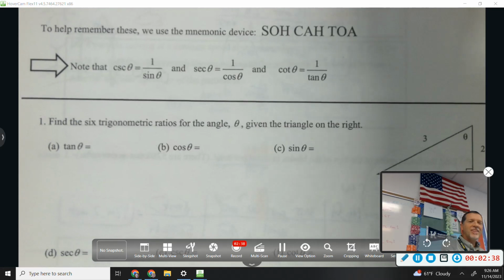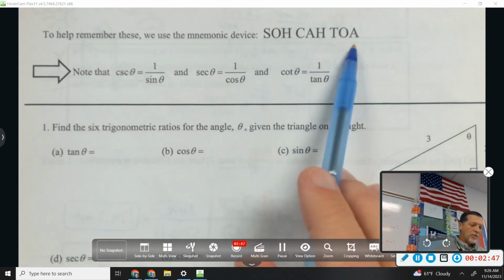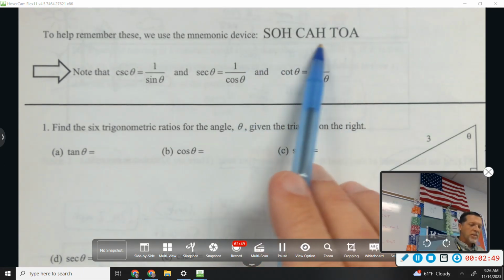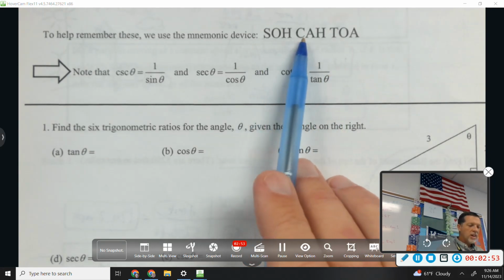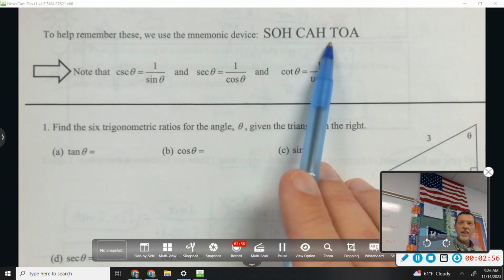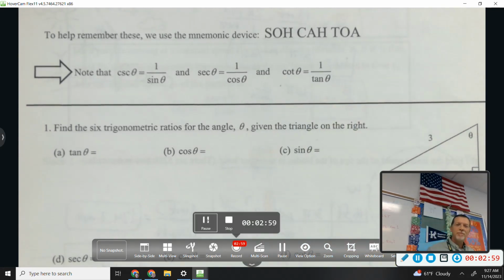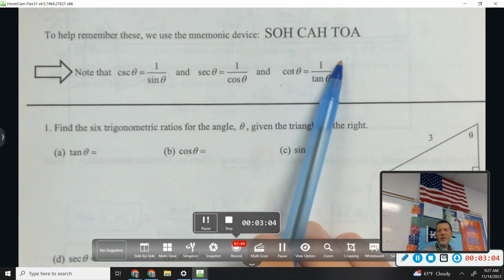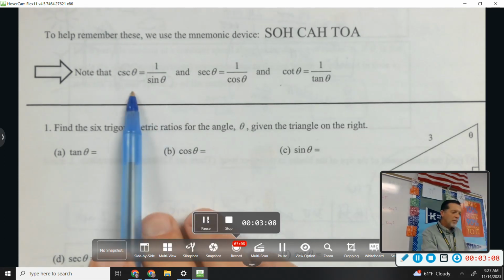To help remember these, we use the mnemonic device SOHCAHTOA. Or I'll throw Miss Morris under the bus for coming up with this, or she got it from somewhere. Some old hippie caught another hippie. Yep. Yeah, but they don't know. So just SOHCAHTOA is all you need to know. Whatever it takes.